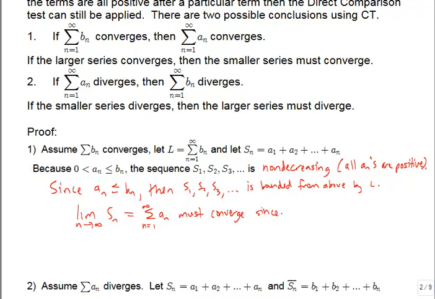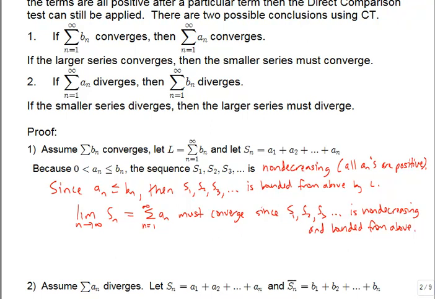Since these partial sums, S1, S2, S3, and so forth, are non-decreasing and bounded from above. Okay? So that proves that if your bigger series converges, then your smaller series must converge as well. It has nowhere else to go.